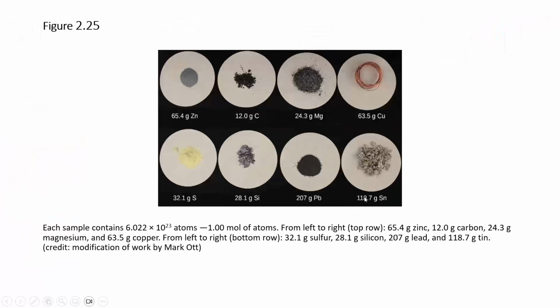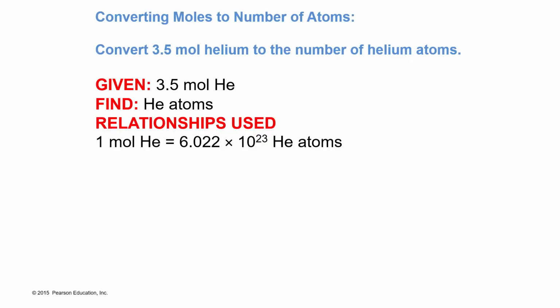Here you can see a picture of the mass of different elements. You can see physically that the quantities look different, and then you can also look at the mass and how those are different. But in each one of these samples, each one of these is 1 mole. It's 6.022 times 10 to the 23rd atoms of that element. This can be used as a conversion factor. So similar to how we've done unit conversions before, we can use this as a conversion factor.